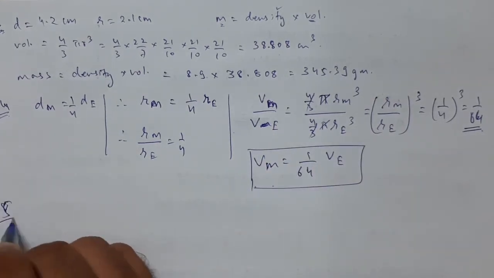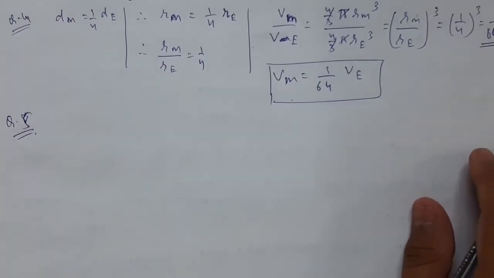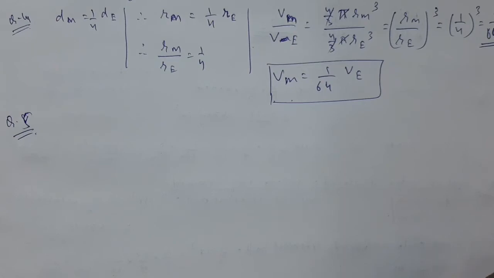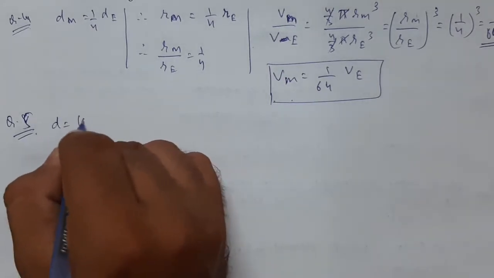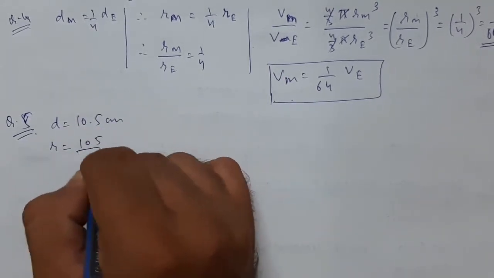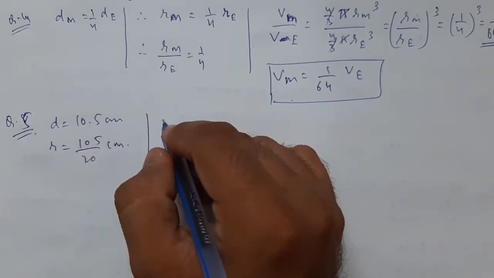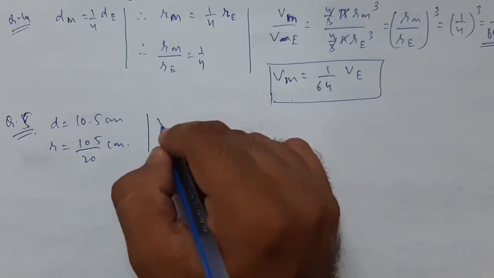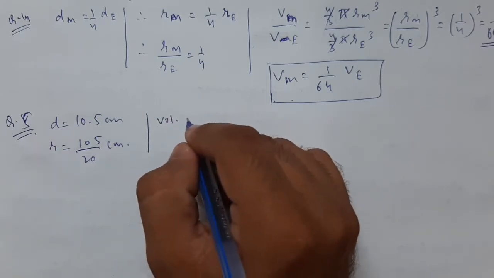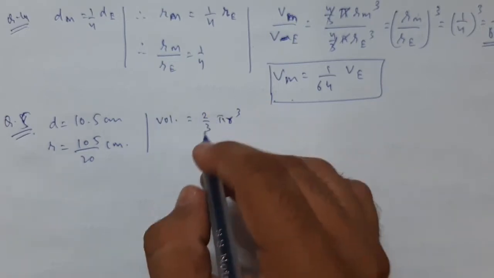Question number 5. Okay, how many liters of milk can a hemispherical bowl of diameter, now here diameter again 10.5 centimeters given, so radius will be 105 by 20 centimeter. How many liters of milk? So first let us find out the volume in cubic centimeters.